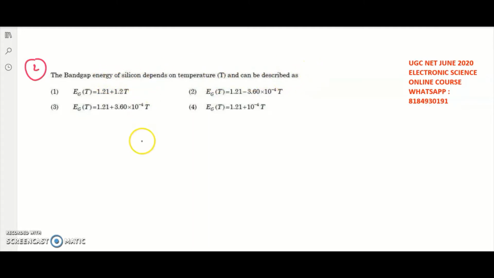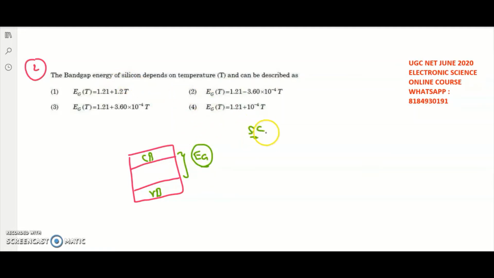So the band gap energy of silicon means the gap formed between the conduction band and the valency band. Whatever the gap is, it is called the energy band gap. Generally we represent it with E suffix G, or it is also called the forbidden energy band gap. In intrinsic semiconductors, this energy band gap decreases with increase in temperature. So if the temperature is increased, then automatically the energy band gap will decrease.